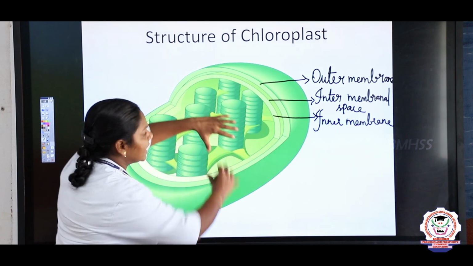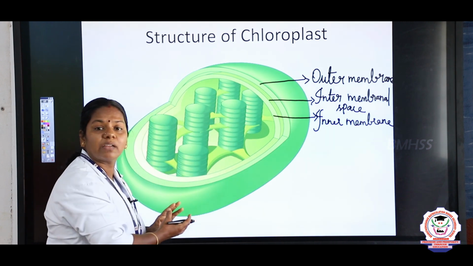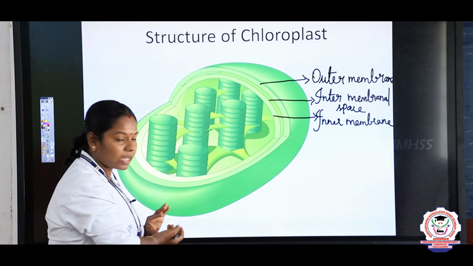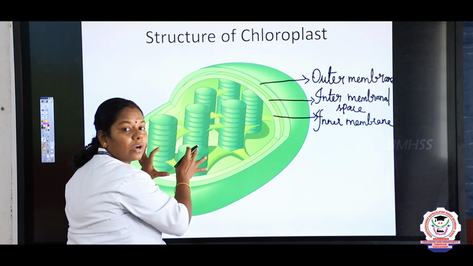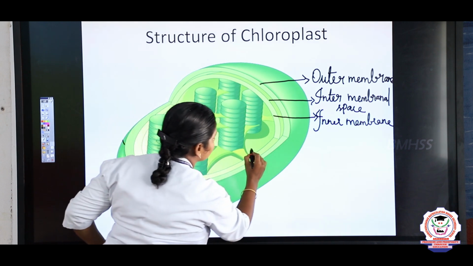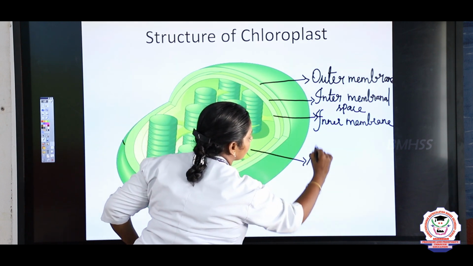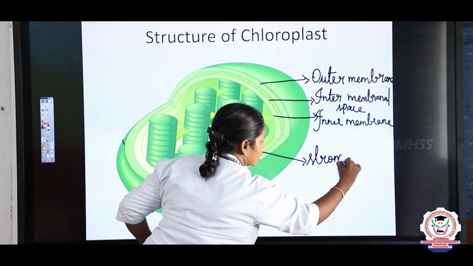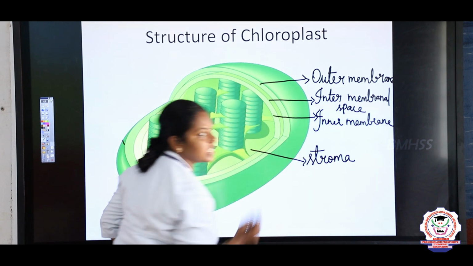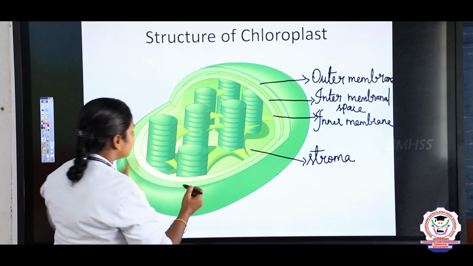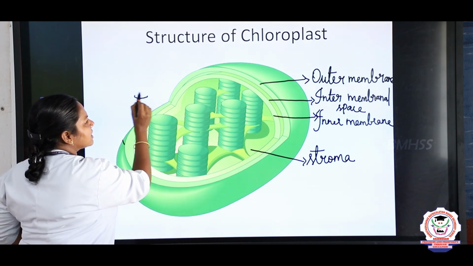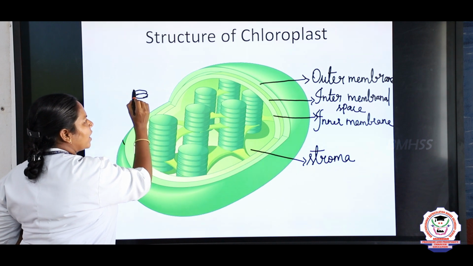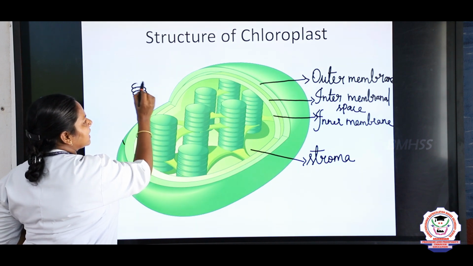Now inside the envelope, the entire thing is called the matrix. Inside the matrix we call it the stroma. So this is the stroma. The stroma consists of ribosomes and the genetic material DNA, and there you see, children, some structures like this. If we arrange coins one above the other, it looks like this, right?